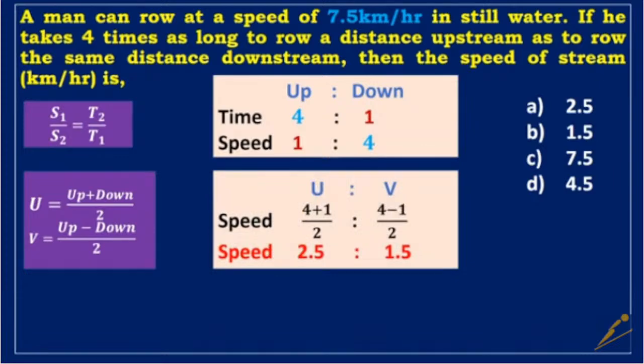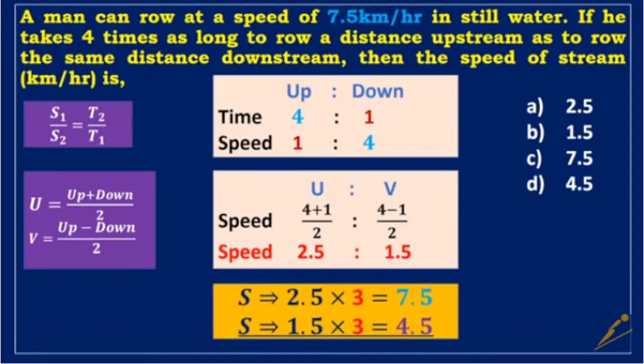In the ratio, the 2.5 part is equal to 7.5 km per hour. Then the speed of the stream, 1.5 parts, is equal to 4.5 km per hour.